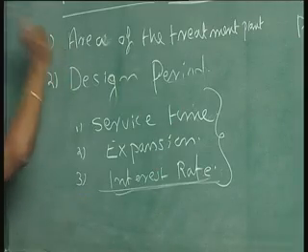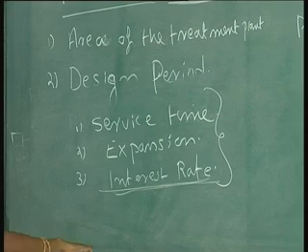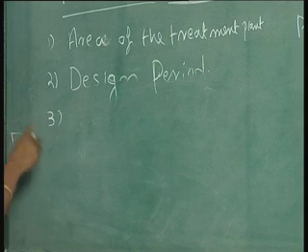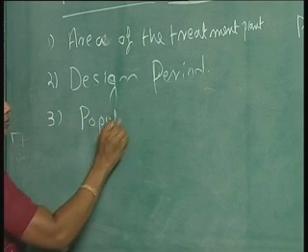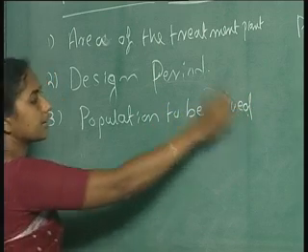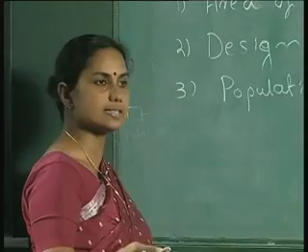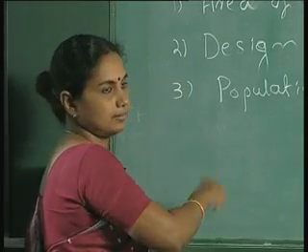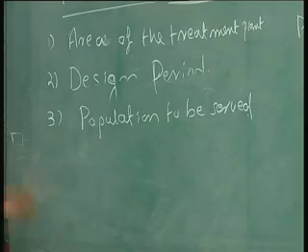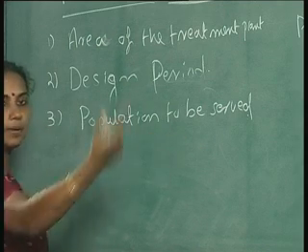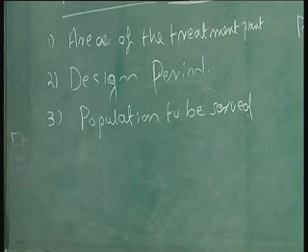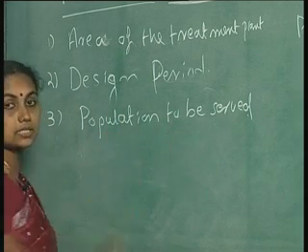So, we have already discussed the area of the treatment plant and the design period, and the other important points to be considered. The third one is population to be served, because we have seen that the design period varies from 20 to 40 years. We know the present population if it is an existing city, but if it is a new area, then we won't even have the existing population. So, we should know what the population in that area will be during the design period, and according to that we have to design the facility. So, population to be served is very, very important.